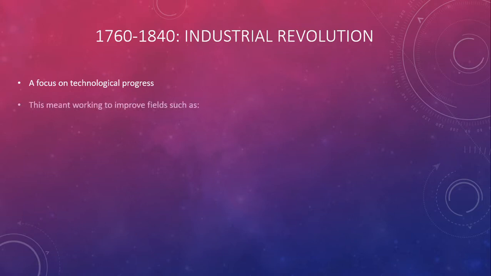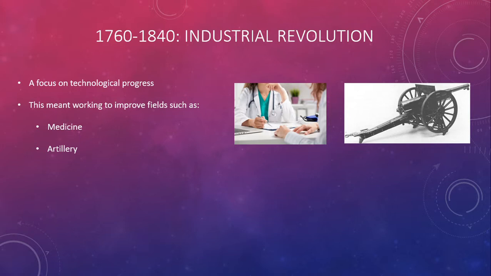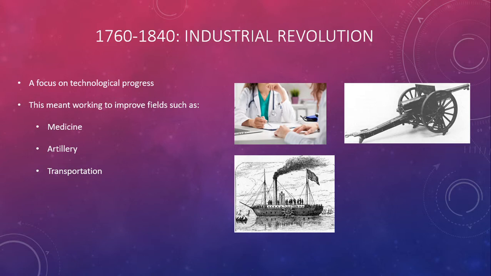period. Now, to be a little bit more specific, people were working to improve fields such as medicine. This was a big thing. We started to see people focusing on getting better, being healthier, improving artillery. Now, if you had better guns, if you had better ammunition, if you had better cannons than the enemy, you had an advantage. They also worked on improving transportation. This is the period when the steamboat is starting to be developed, improved, and eventually perfected.